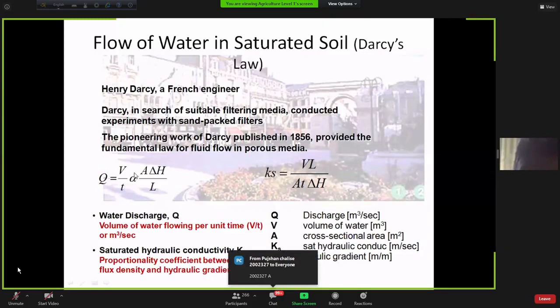So we have three observations from Darcy's experiment, and if you put all these three observations together, you will find V by T, which is discharge, is proportional to the cross-sectional area. Number one observation. Number two, discharge is proportional to the drop in head, that is the difference in head, and inversely related to the distance, which is L. আমরা কি এটা বলতে পারি? Can we write this?